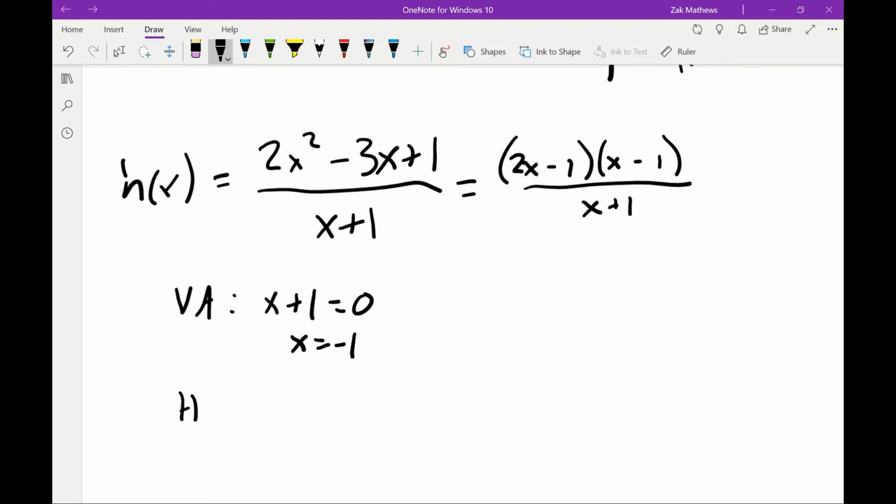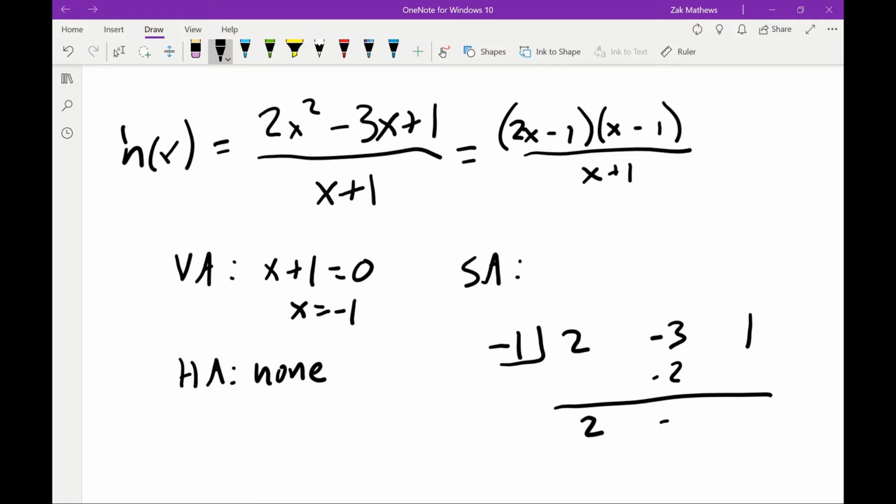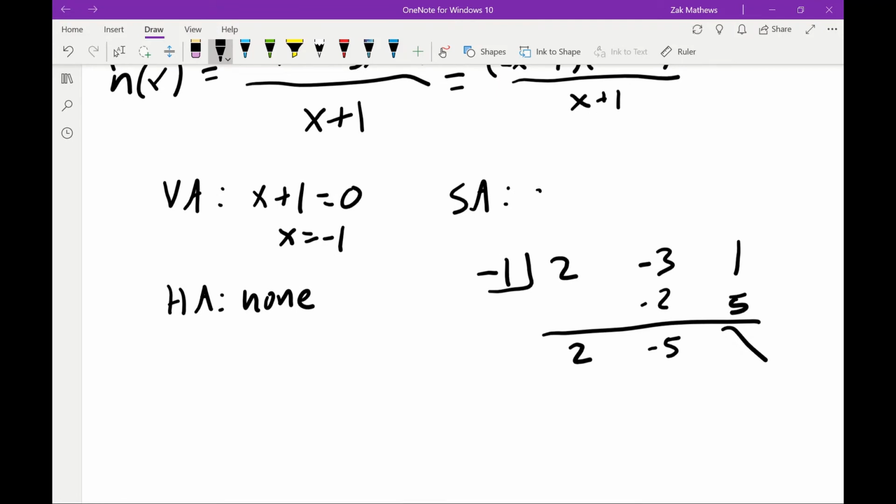My horizontal asymptote. Well, the degree of the numerator is bigger than the degree of the denominator, so there is no horizontal asymptote, which tells me I need to find my slant asymptote. And to do that, I'm going to use my synthetic division. Remainder doesn't matter, so I'm going to ignore it entirely. When I get my slant asymptote, I will have y equals 2x minus 5.